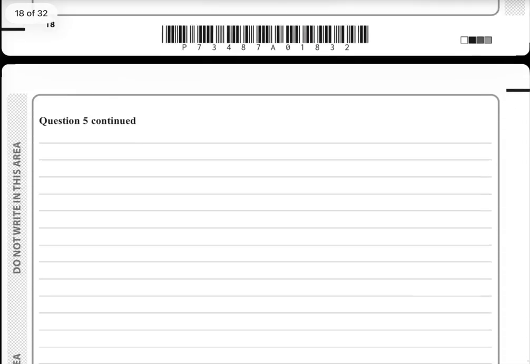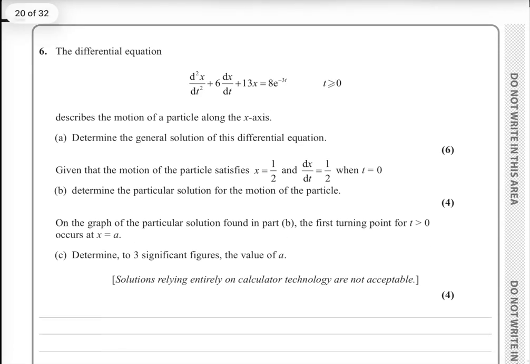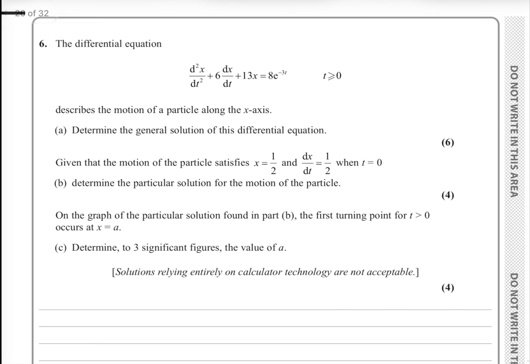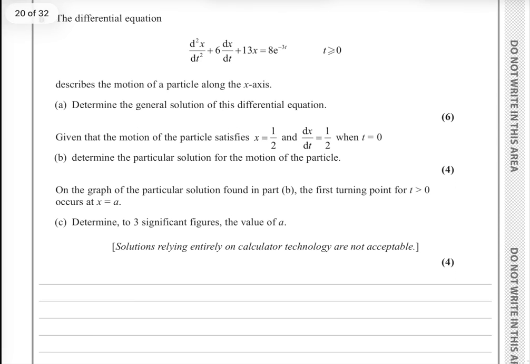Moving on to question number 6. Differential equations. This differential equation describes the motion of a particle along the x-axis. Determine the general solution of this differential equation.